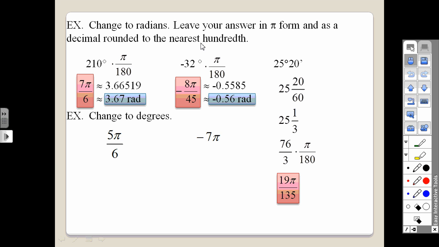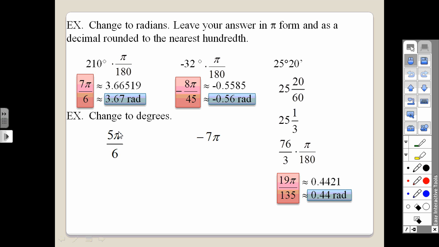So the next thing to do is to convert it into the decimal form, which is pretty easy. Just replace pi with 3.14, and we get 0.44 radians. All right, so these are definitely the more complicated type of questions that you'll have to do.